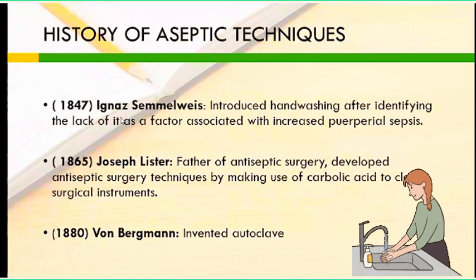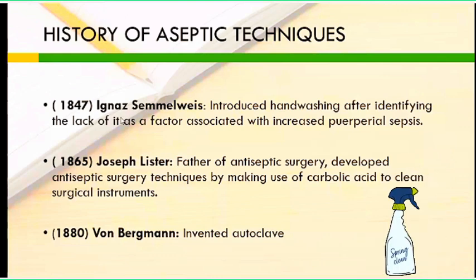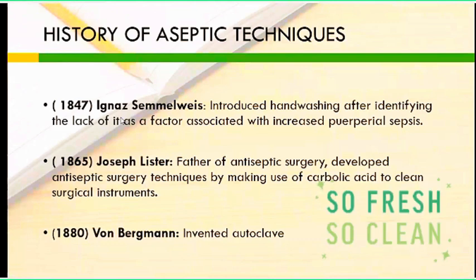The history of aseptic technique started in 1847 with Ignaz Semmelweis, who introduced hand washing after identifying the lack of it as a factor associated with increased bacterial sepsis. Then in 1865, Joseph Lister, also known as the father of antiseptic surgery, developed antiseptic surgery techniques by making use of carbolic acid to clean surgical instruments. Then in 1880, the autoclave as a method of sterilization was invented by von Bergmann.